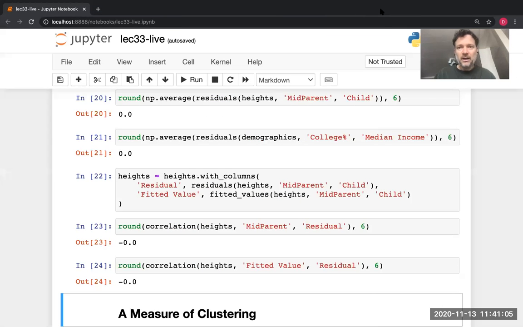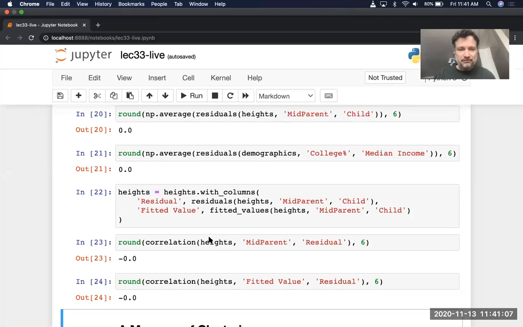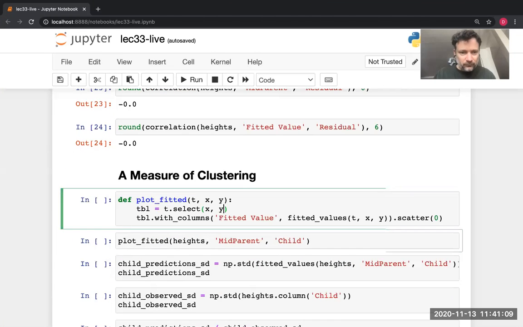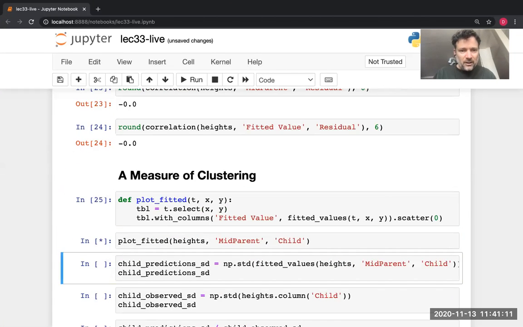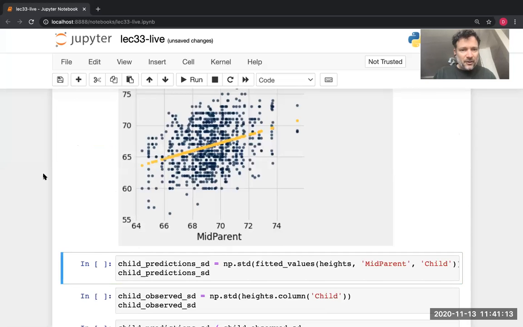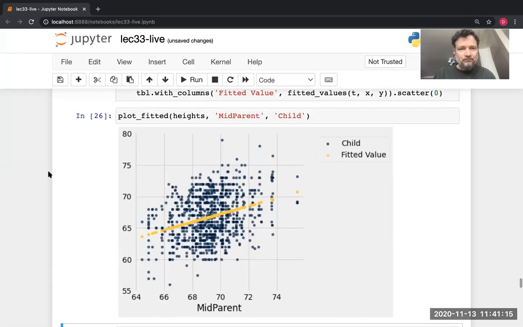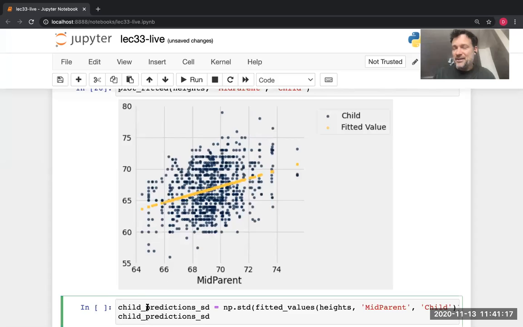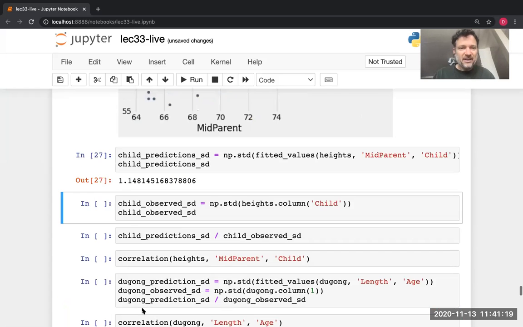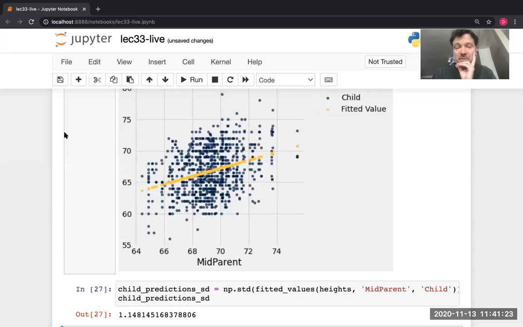All right, so I want to show you some more examples. There's a plot of the fitted values for the heights of the child data set. And I want to do something interesting here. I want to compute some standard deviations. So what I'm going to do is compute first the standard deviation of the fitted values, the y values of the points on the line.